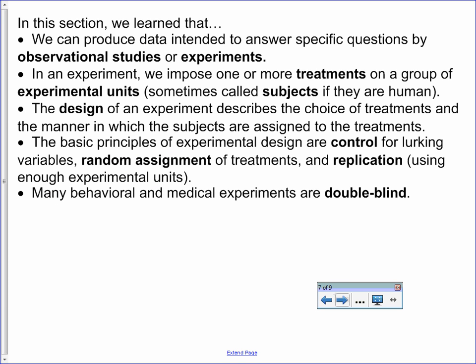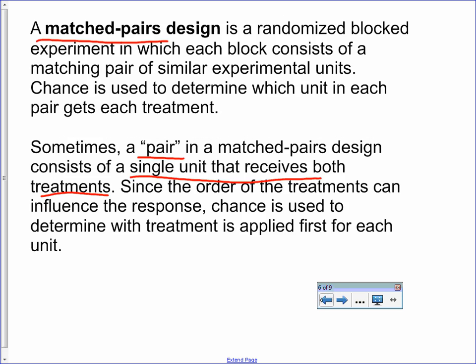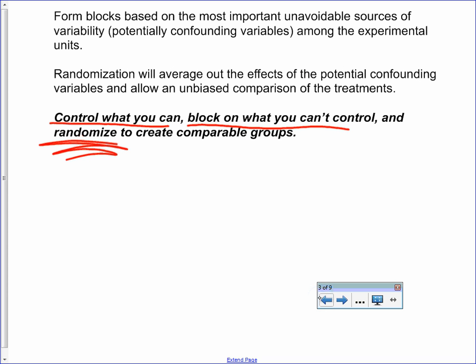So going back, we have two different, more precise types of experiments. We have blocks, where we split the population into groups that are the same and then assign treatments out of those groups, or matched pairs, where we match things up that are the same but give them different treatments. And I know they sound similar. It's going to be a lot clearer in class when we do a few examples of these.